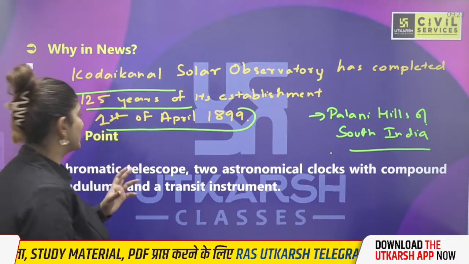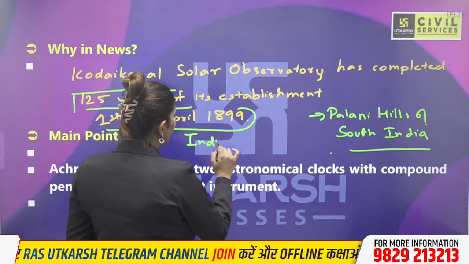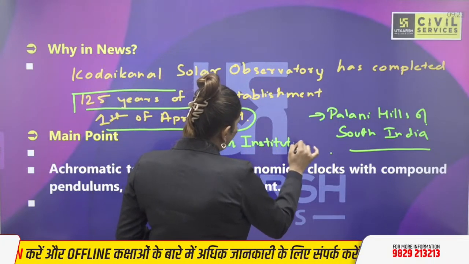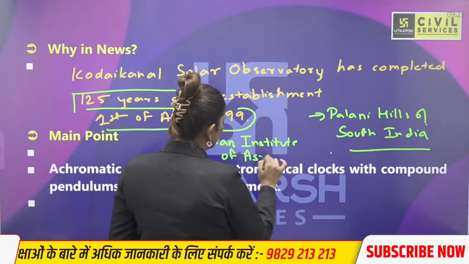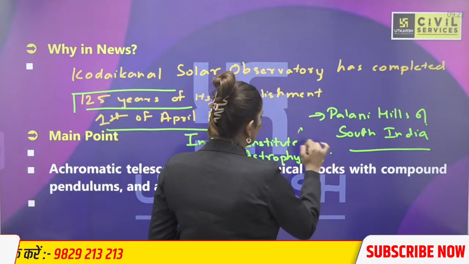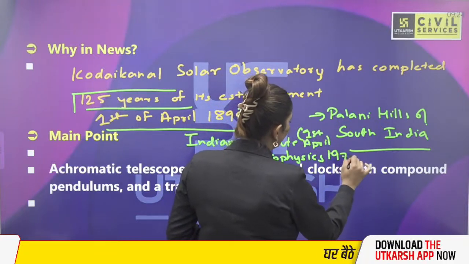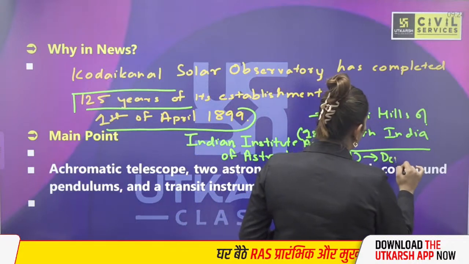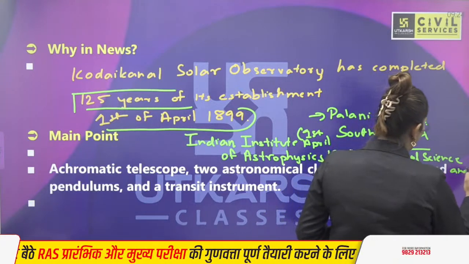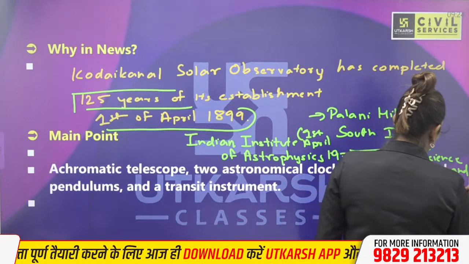And who operates this particular solar observatory? It is operated by Indian Institute of Astrophysics, and the Indian Institute of Astrophysics was established on 1st April again, but 1971, and it comes under the Department of Science and Technology. This you have to remember, Science and Technology. Science and Tech I am going to write.